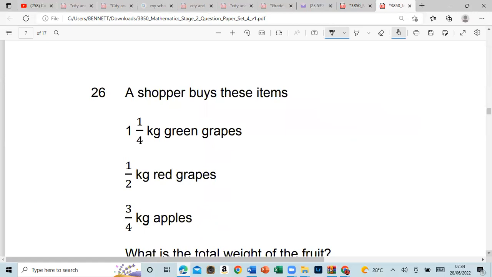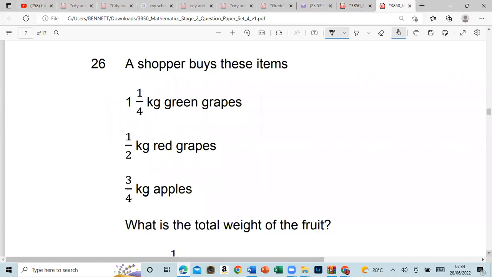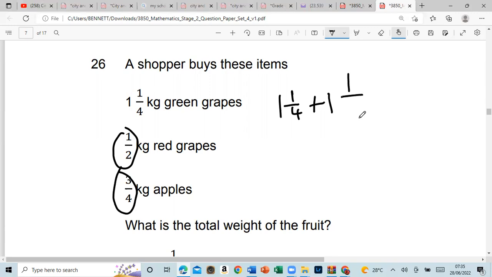A shopper buys these items: 1 1/4 kilograms green grapes, half a kilogram red grapes, 3/4 kilogram apples. What is the total weight of fruits? So I could just look at it. A half plus 3/4 is 1 1/4. So it would be 1 1/4 plus 1 1/4, the simple way. So that's 2 1/2. A quarter and a quarter is a half, isn't it?